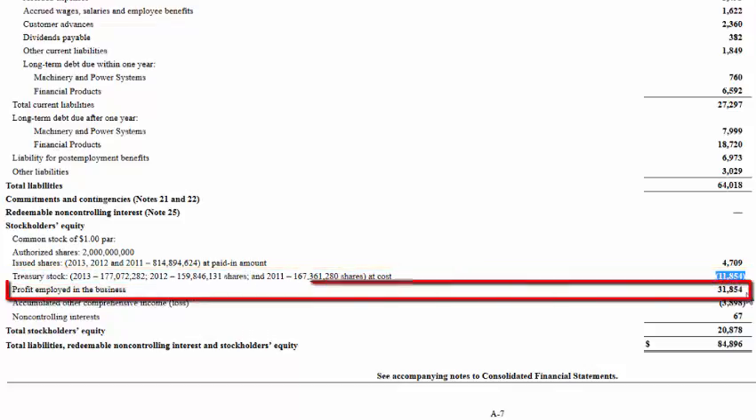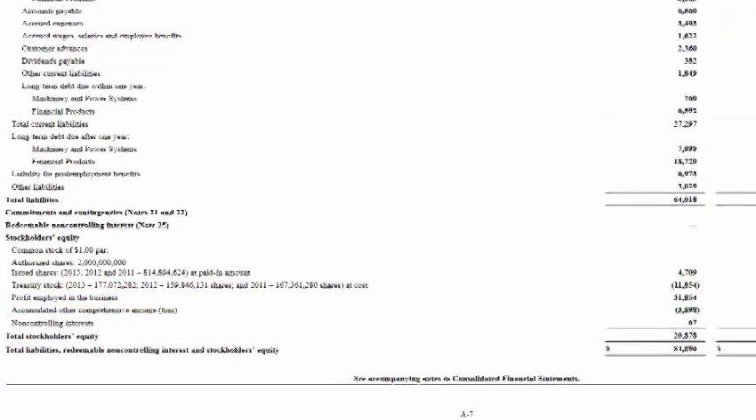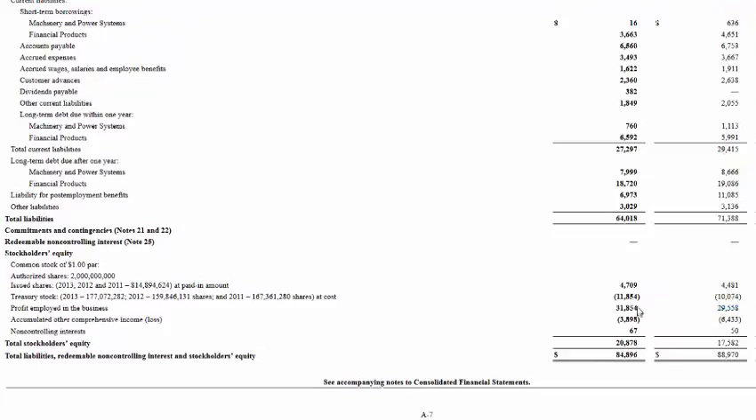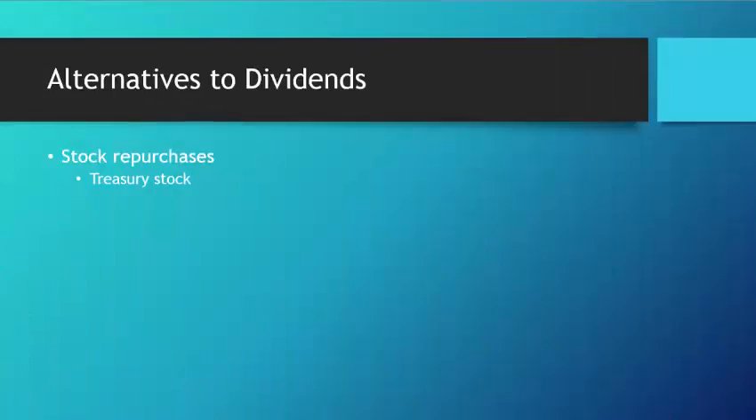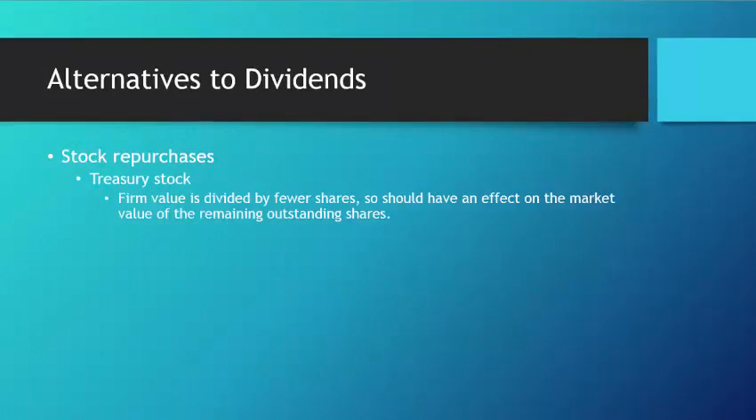And yet the profit employed in the business, which in this case is what they call their retained earnings, has still gone up. So they didn't even use all of the earnings that they made to pay dividends and repurchase stocks. So treasury stock, companies buy back treasury stocks. The firm value is divided then by fewer and fewer shares, so it should have an effect on the market value of the remaining outstanding shares. This can be reversed in that the company could then just turn around and reissue those same shares that they bought back.